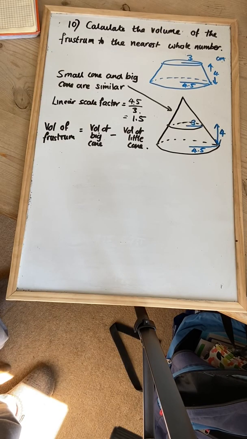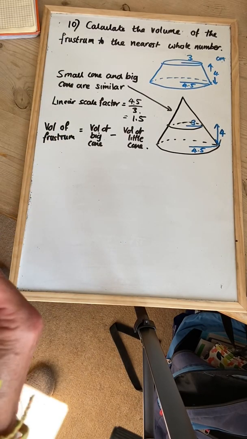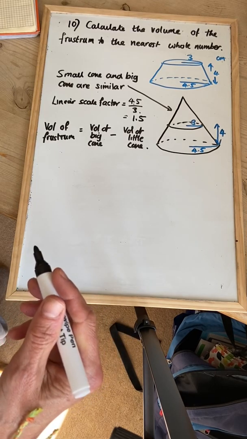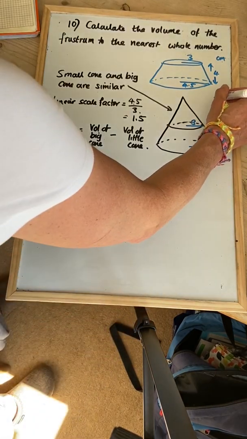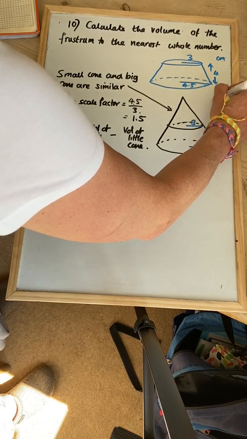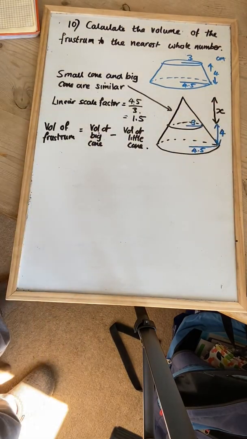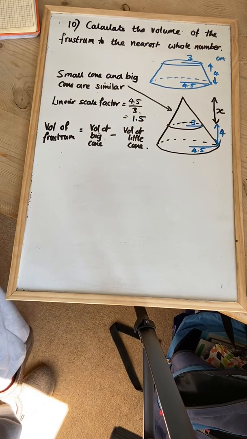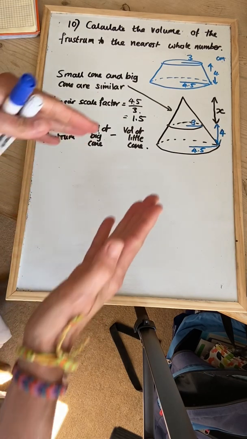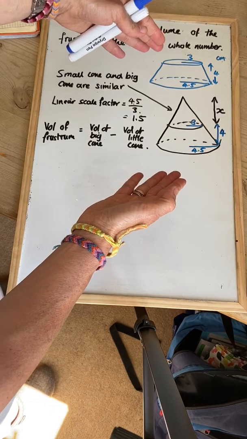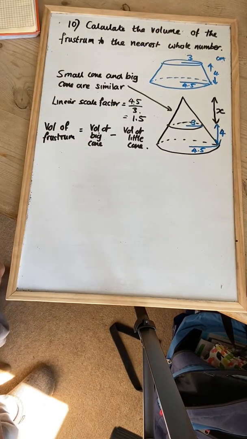Now, if we're going to work out the volume of the big cone, which we've got to do for either of those calculations, we need to know what the height of the big cone is. And at the moment, we are missing that height. So I'm just going to put in an extra measurement in there. And that extra measurement takes me to the full height of the bigger cone, okay?